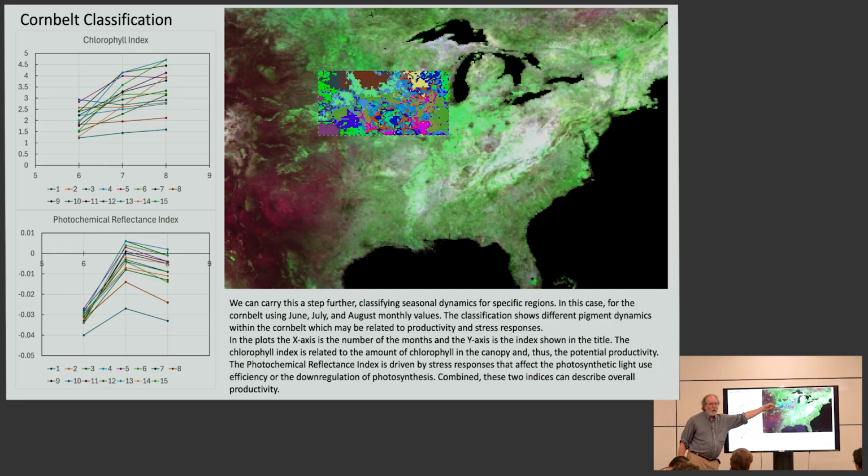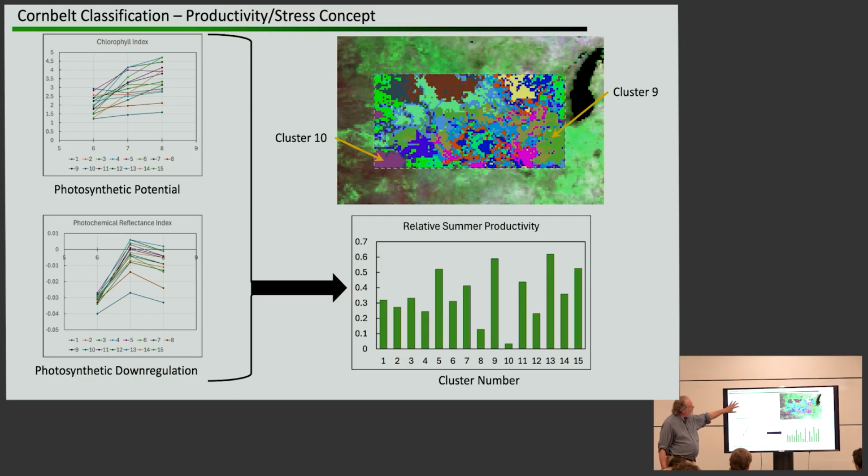I mean, this is my thorn. I don't know what this actually means, but I'm seeing these changes. And we can use this chlorophyll index, which is basically related to the photosynthetic potential. How much chlorophyll there is going to set a limit on how productive the sites can be. And you can see there's a lot of variability in that. And then the PRI, the photochemical reflectance index, is really related to photosynthetic light use efficiency. And so again, we see a bunch of differences in there.